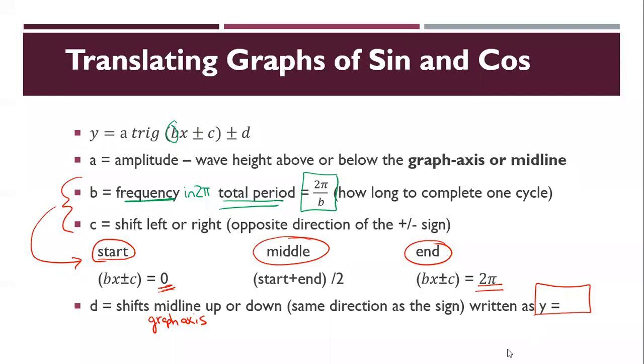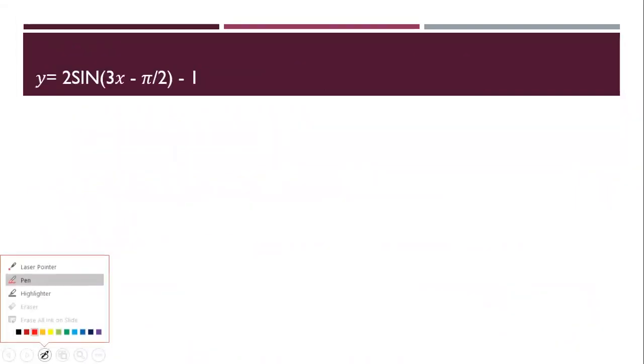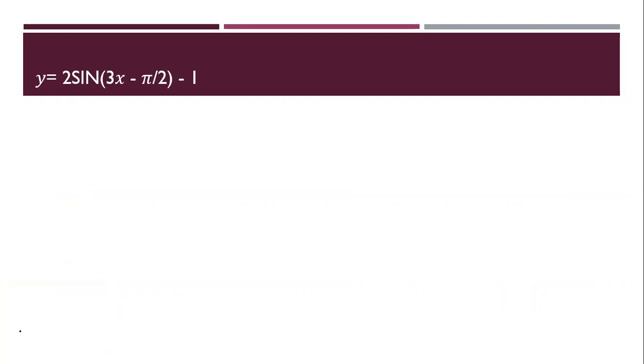Okay, so we're going to try an example. y equals 2 sine of 3x minus pi over 2, minus 1. So we're going to label our ABCs. A equals 2, that's our amplitude. So it's going to go 2 units up and 2 units down. The total displacement from max to min will be 4 total units.